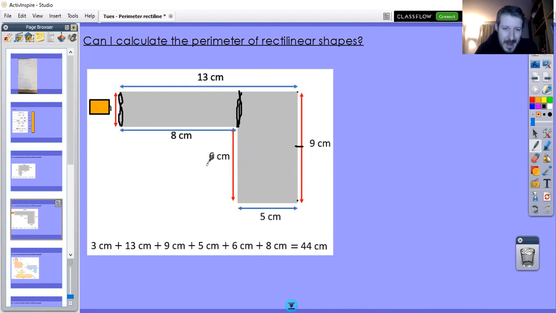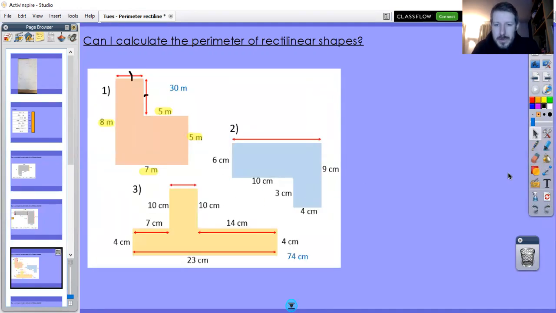So hopefully you've already figured out that 6 add 3 equals 9, which means that this length here will be 3 centimeters, because it is the distance that makes up the rest of this 9 centimeters, including the 6 we've already got here. So this little bit here, we've got 3 centimeters. What I do then is I can add up all the lengths to find the perimeter, which in this case is 44 centimeters.